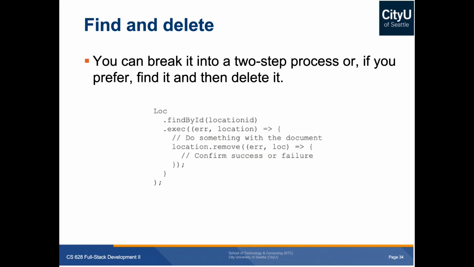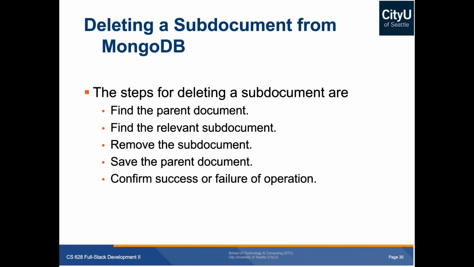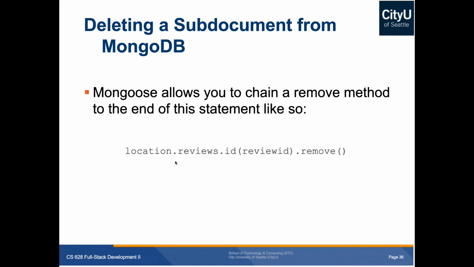So you can break it into a two-step process if you prefer. You can find it and then delete it. Find, execute, then remove. Okay. The steps for deleting: find the parent, find the relevant subdocument, remove the subdocument, save the parent document, and confirm success or failure of the operation. Remember, this is the same as post and put for subdocuments as well. So you want to do the location's reviews by ID, right, and specify the review ID and remove.